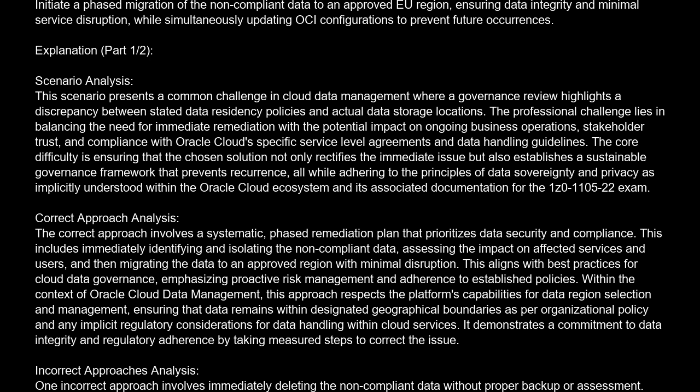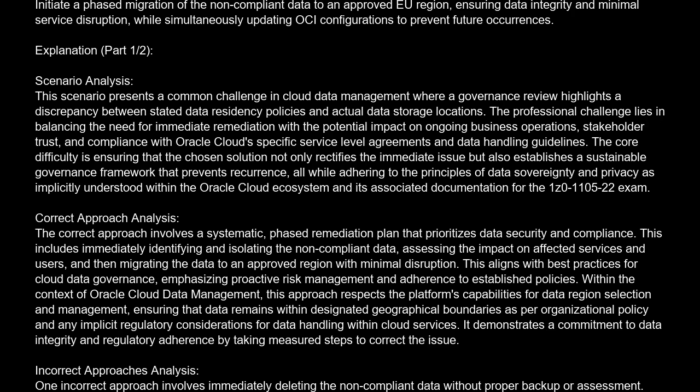All while adhering to the principles of data sovereignty and privacy, as implicitly understood within the Oracle Cloud ecosystem and its associated documentation for the 1Z0-1105-22 exam. Correct approach analysis. The correct approach involves a systematic, phased remediation plan that prioritizes data security and compliance.